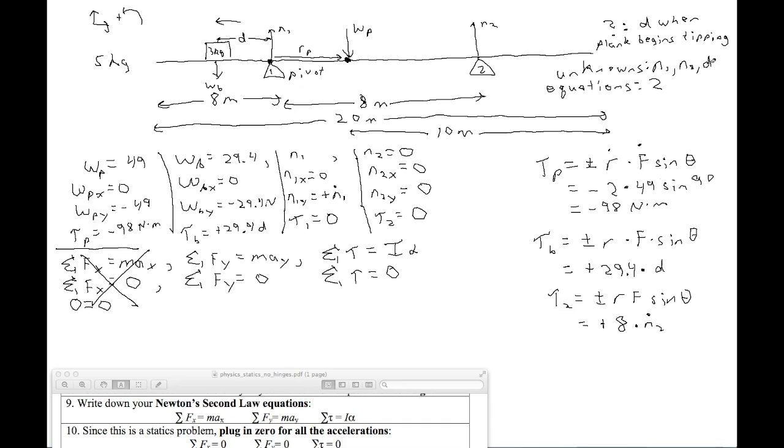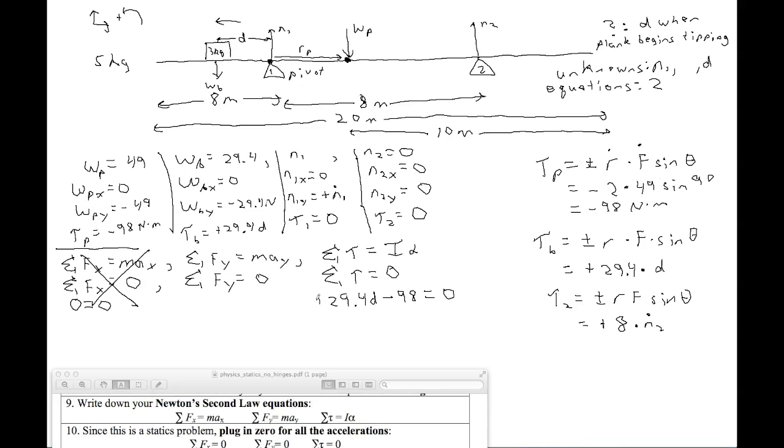Okay, now we have 2 equations and 2 unknowns, so now it makes sense to start plugging into these equations down here. So how would that work? What would you plug in here? So we'll use the sum of the torques equals 0. Good. So what would you plug into that? So I would have 29.4 D minus 98 Newton meters equals 0.